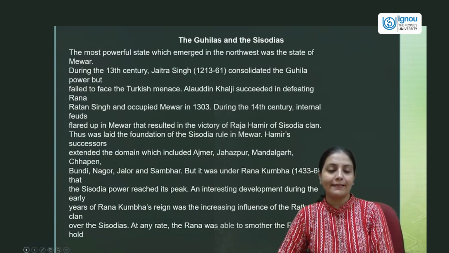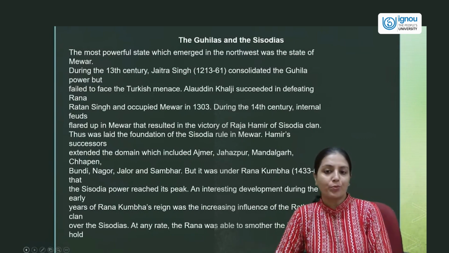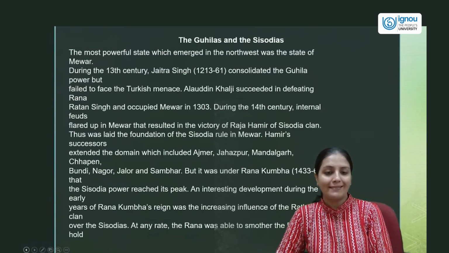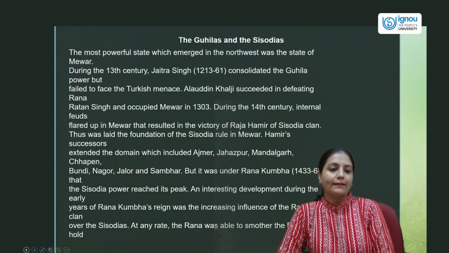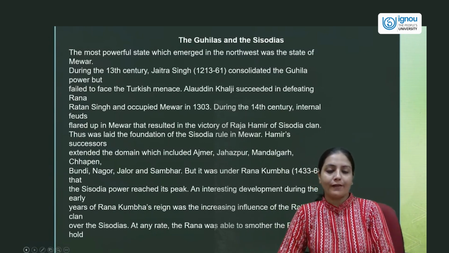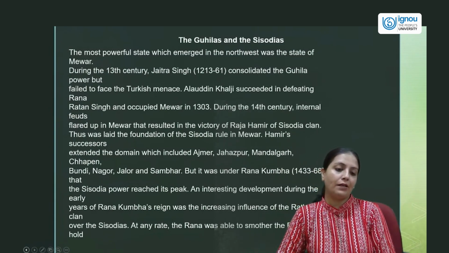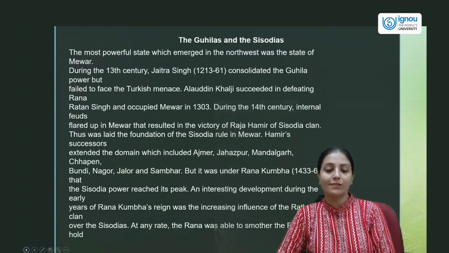Hamir's successors extended the domain, which included Ajmer, Jaipur, Mandalgarh, Chappan, Bhundi, Nagaur, Jalore, and Sambandar. But it was under Rana Kumbha that the Sisodia power reached its peak. An interesting development during the early years of Rana Kumbha's reign was the increasing influence of the Rathore clan over the Sisodias.